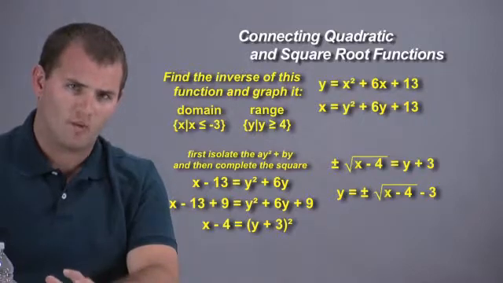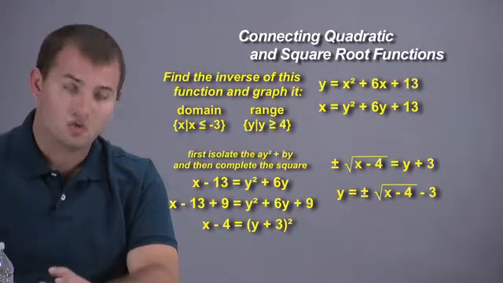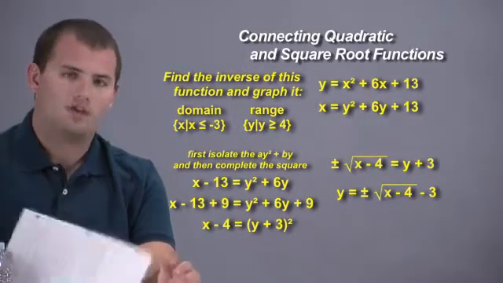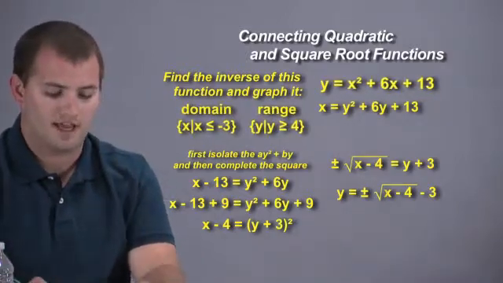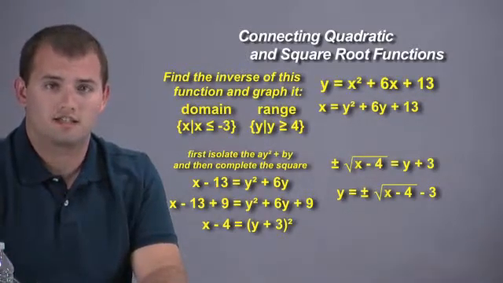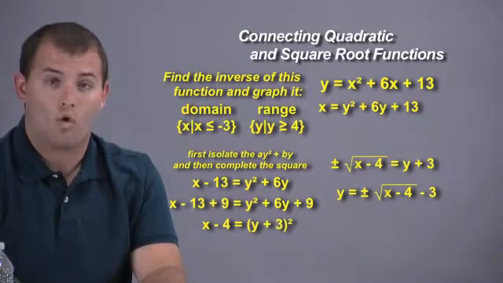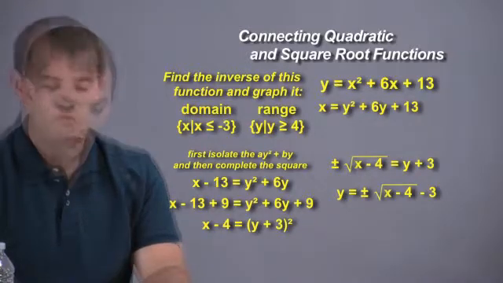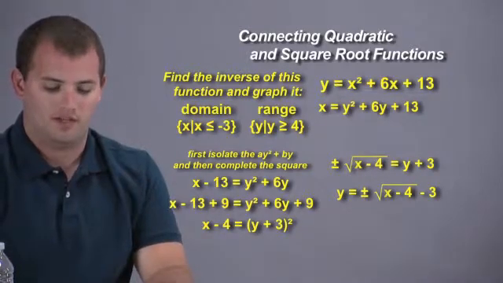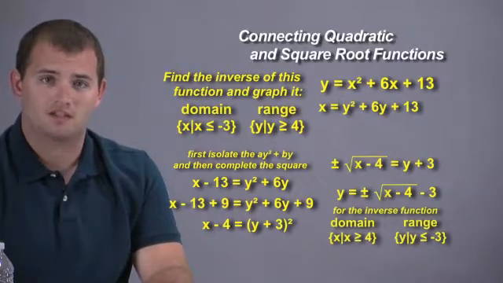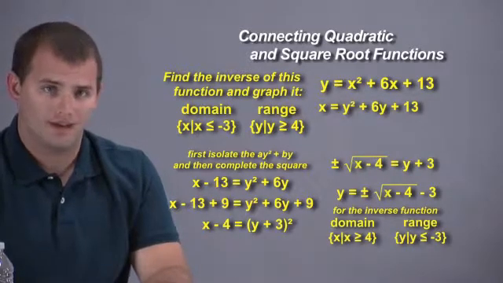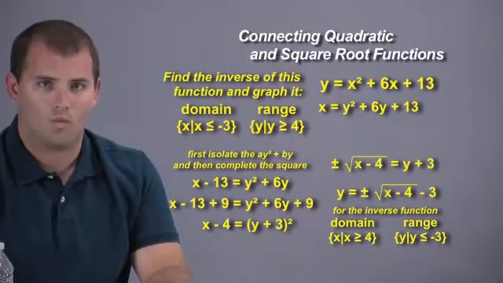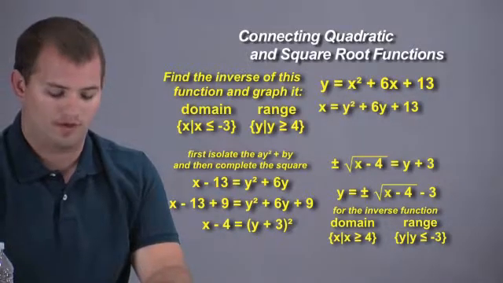Let's take a look at the domain and range of our original function and use those to determine the correct sign. The domain and range for the original function is x such that x is less than or equal to negative 3 and y is greater than or equal to 4. For the inverse function, we flip these. The domain becomes x such that x is greater than or equal to 4, and the range becomes y such that y is less than or equal to negative 3.